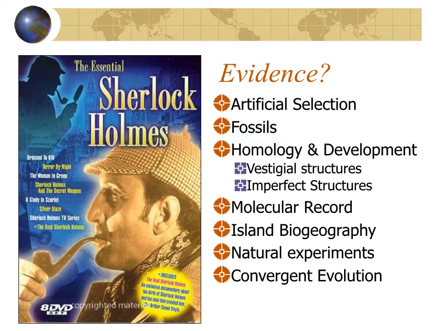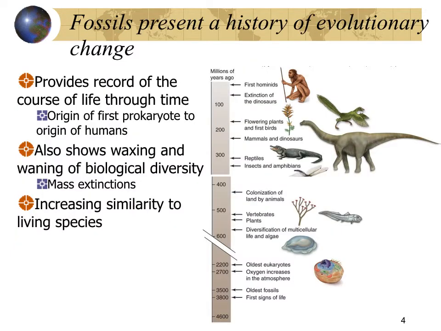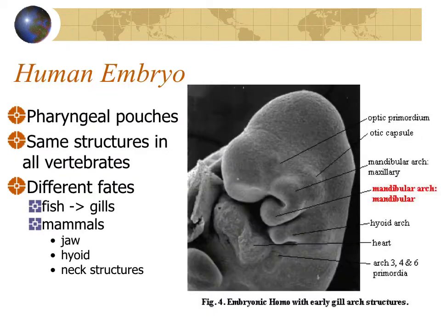I'm going to talk about the molecular record, island biogeography, or just biogeography, and a little bit about natural experiments and convergent evolution. Okay, in the fossil record, fossils provide us a record of the course of life through time, from the origin, where we see the first fossils of prokaryotes, those are bacteria, and also shows changes in the diversity of life. And as we get to fossils that are younger and younger, we see increasing similarity. So this is one of the key points of the fossil record.